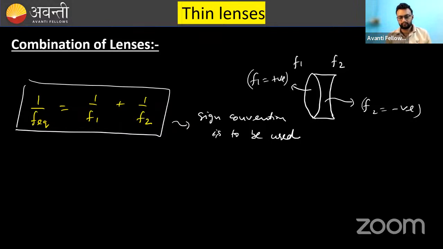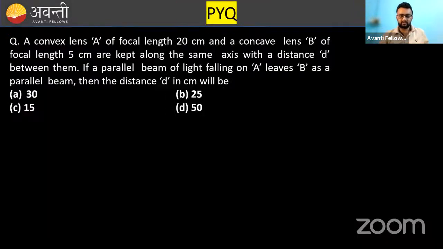Moving further, there is a question. Read out the question. Question says, a convex lens A of focal length 20 centimeter and a concave lens B of focal length 5 centimeter are kept along the same axis, with a distance D between them.